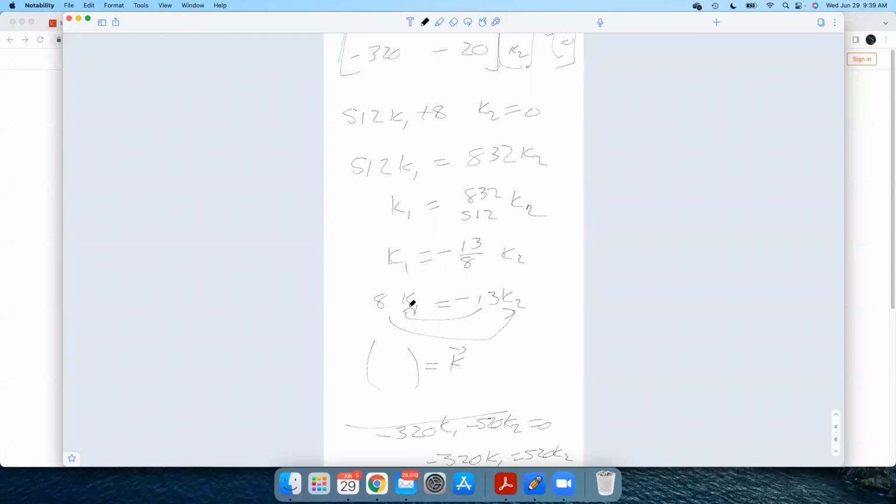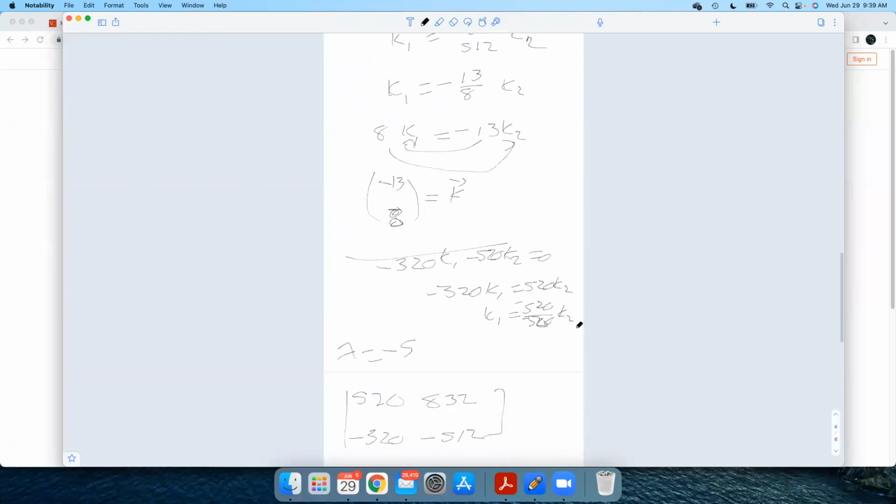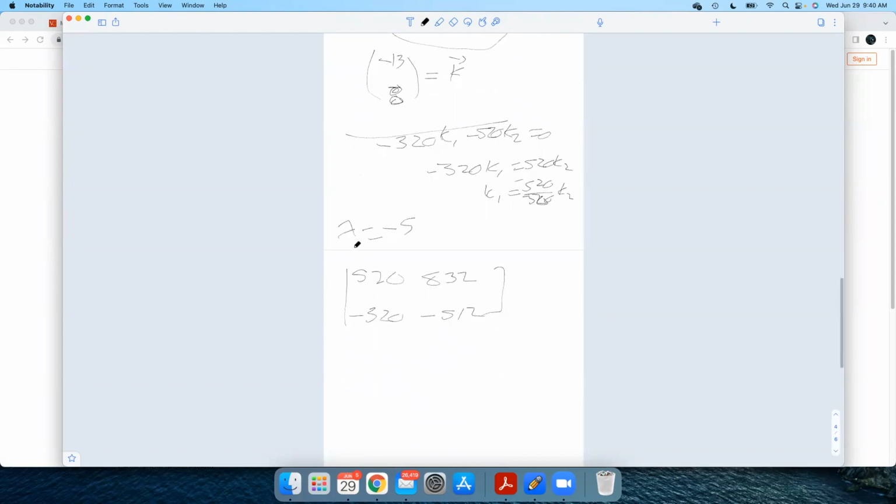So then again, I just swap the coefficients. Negative 13, 8 is my eigenvector. And I get the same thing here. Okay, and then plugging in negative 5, we'll get 520 times K1, K2 equals 0, 0. Okay, so this is my first eigenvector here. I'm going to find my second eigenvector now.